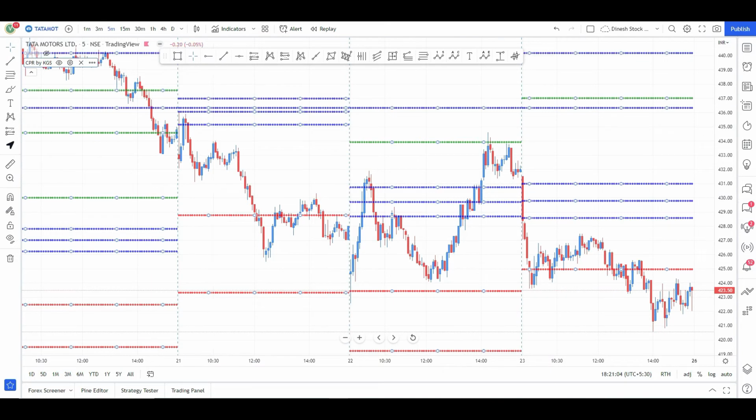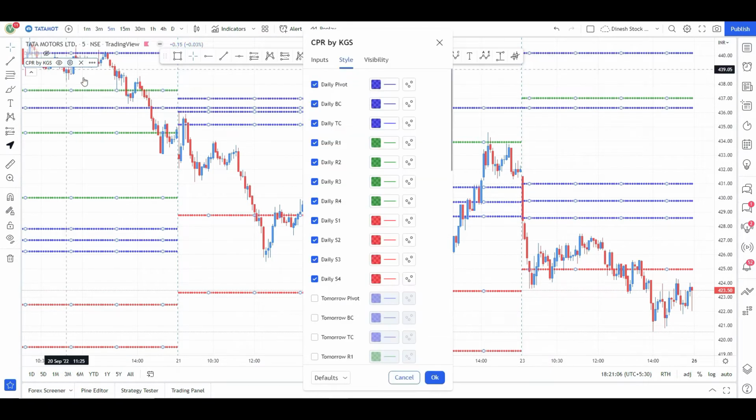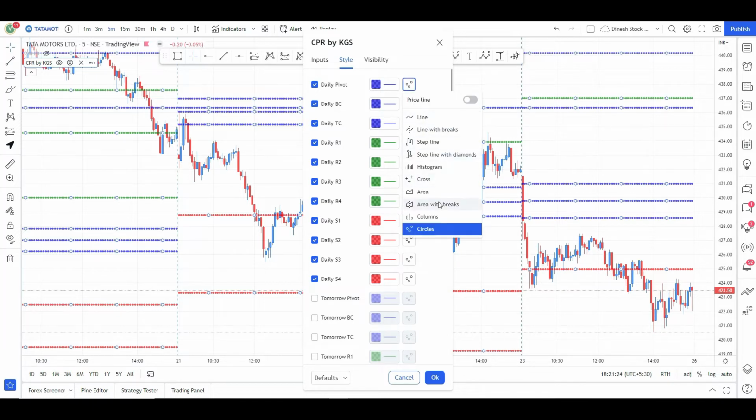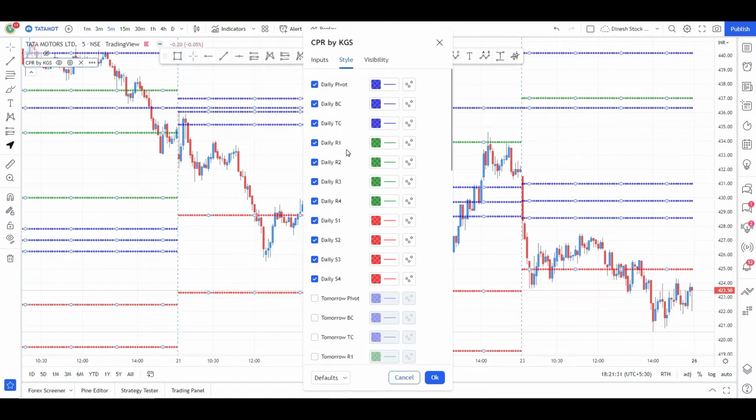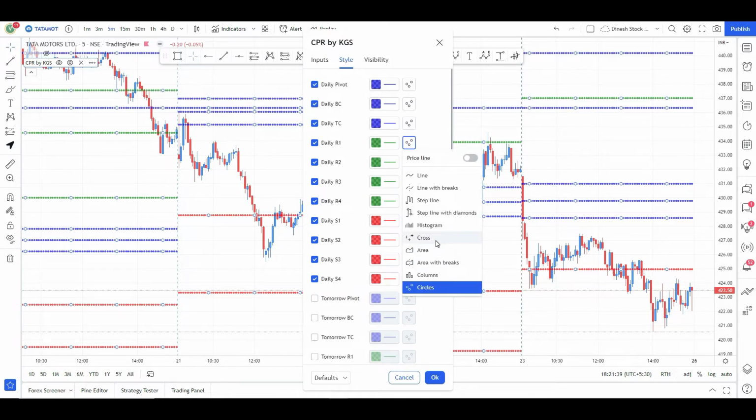Next, let us change the color. You can change the color, same settings icon. You can change the color as you wish, and you can change it whenever you want. So try with different colors that are comfortable for you. And here is the level design. So here you have so many options to choose from. I normally use circles for central pivot level, and for daily resistance and support levels I use cross.